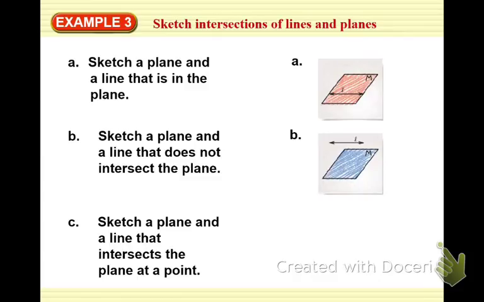Sketch a plane and a line that intersects the plane at a point. I'll give you a couple of seconds to try that one on your own. What would that look like? Thank you. Okay. Does that make sense? And so plane M, line L, just find a way to hide part of that line. Okay? Good.